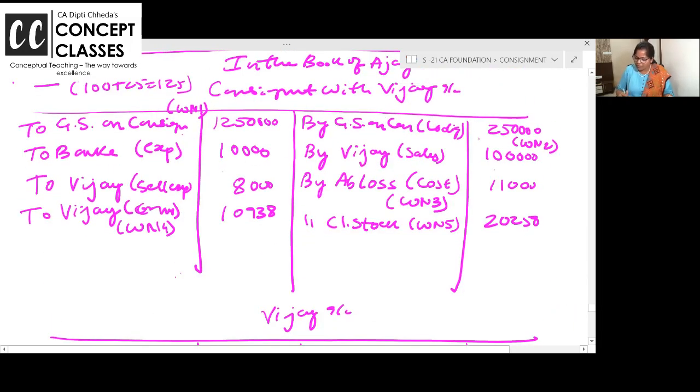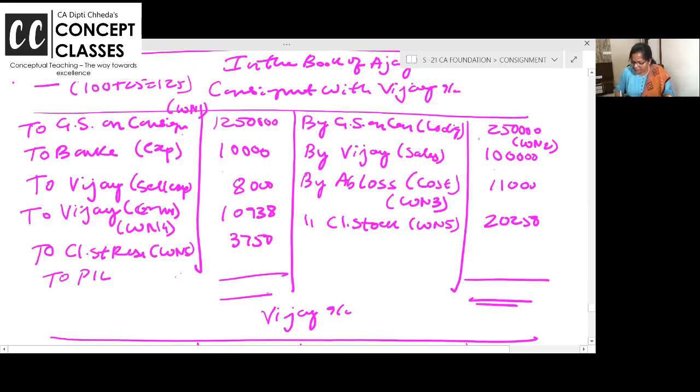I'll tell you one more way. If you're not understanding this, there is one more way. And if it is clear, please give me a message. Closing stock reserve, working note 5. And now calculate your profit very quickly. Calculate the profit and finish this.